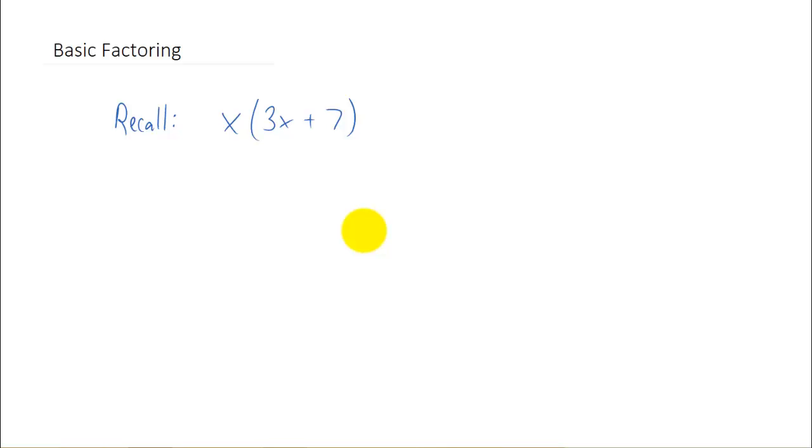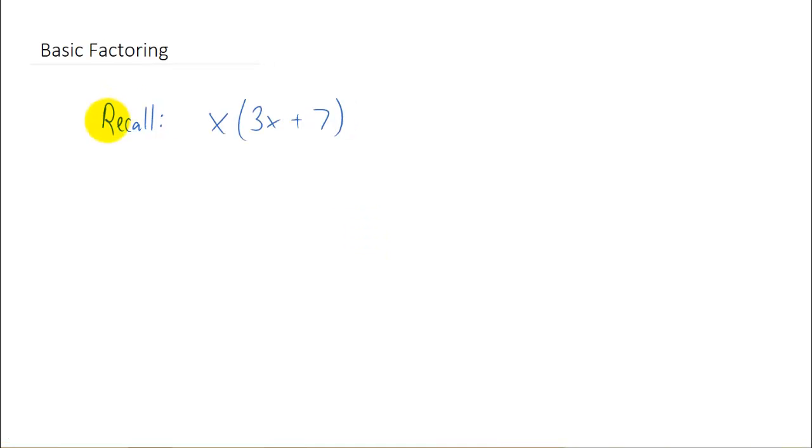Now we're going to talk about basic factoring. To begin this discussion, I'm going to start with a problem that you should already know how to do. Let's multiply out this x times this quantity 3x plus 7. The way to do this is you take the x and you distribute it through the parentheses.